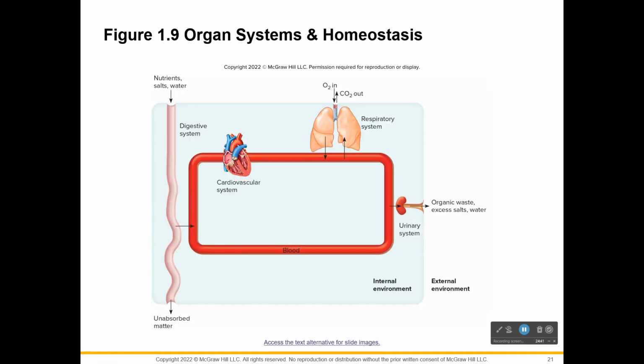So we see that organ systems work together to maintain homeostasis. So like your digestive system will help you take in nutrients, salts, and water, and that can go into the blood, which is part of the cardiovascular system. And also, as you use your muscles, they release CO2 in the blood, and other wastes which move between the respiratory system and the cardiovascular system. And then you have your urinary system.